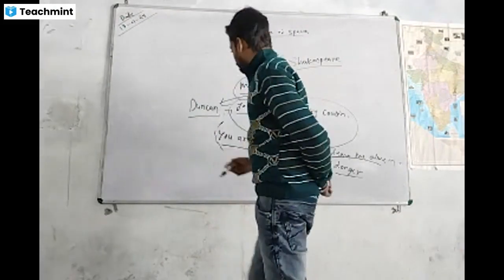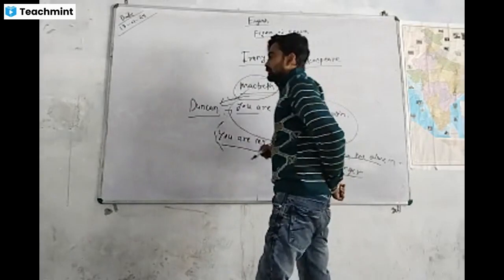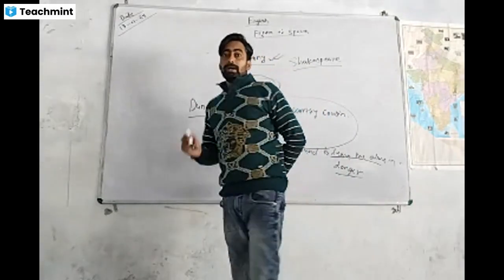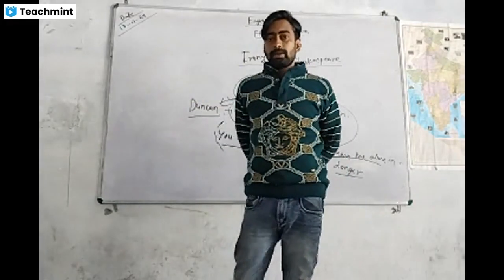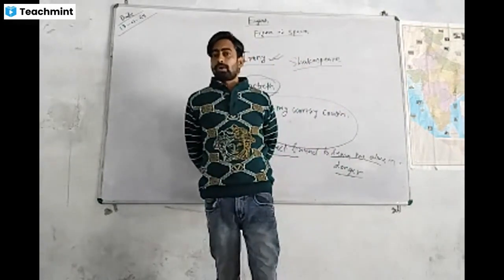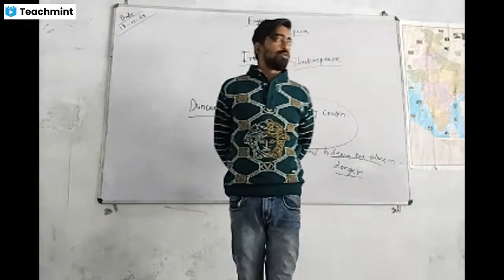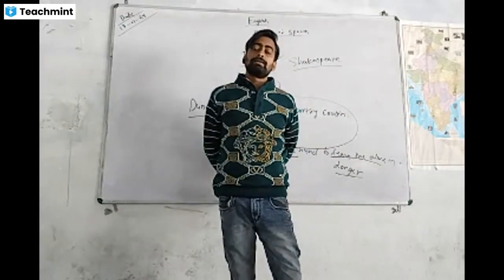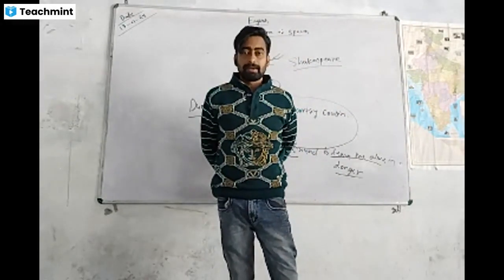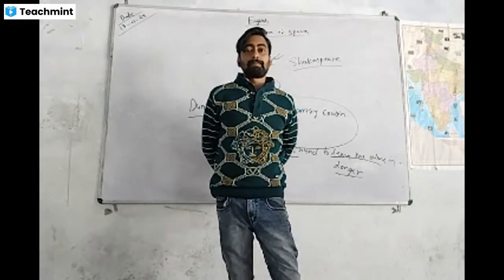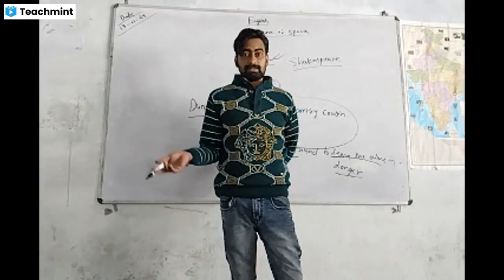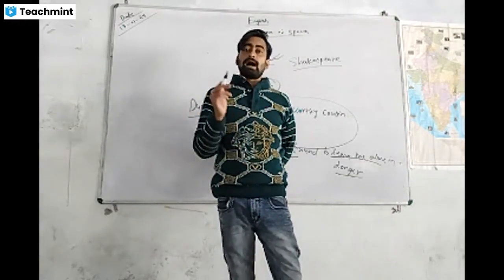Is it clear? So irony is used to ridicule someone. This second one is used to describe what the speaker actually wants to mean. The speaker says something, but the meaning is totally different. Is it clear? That is called irony.